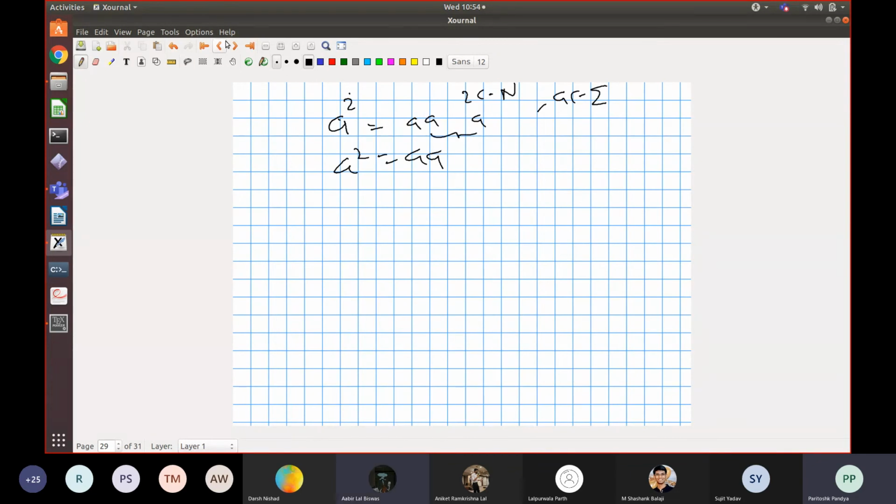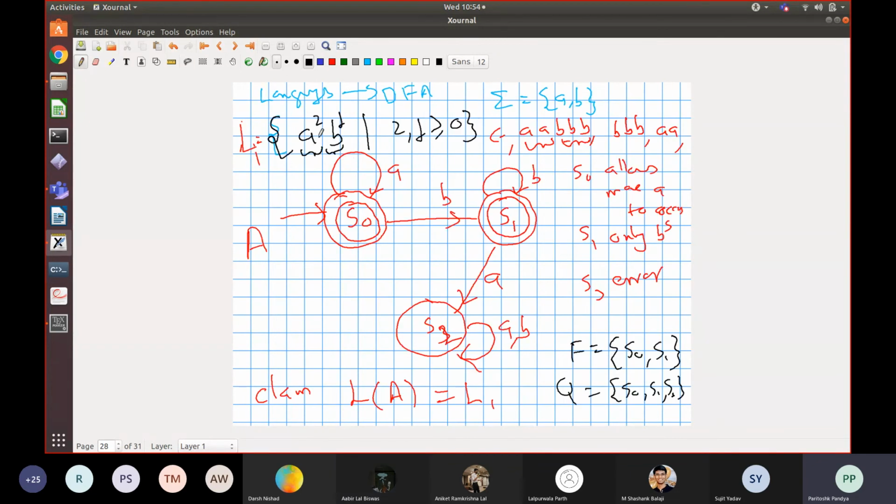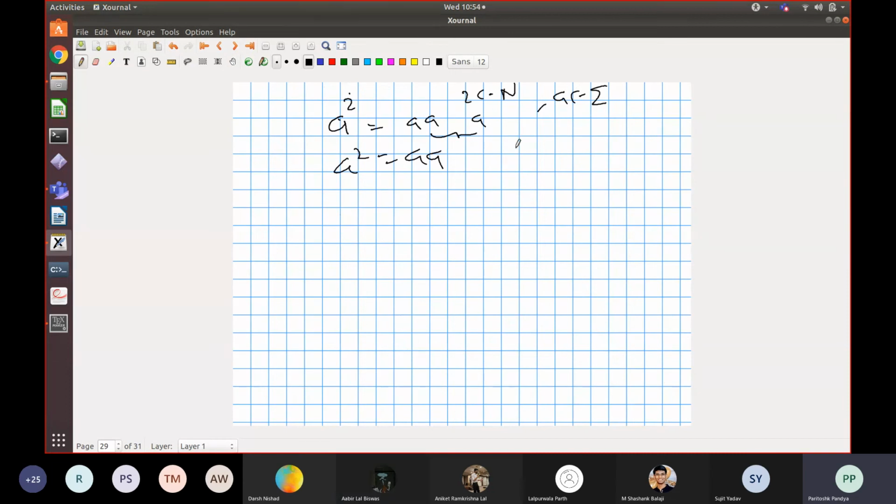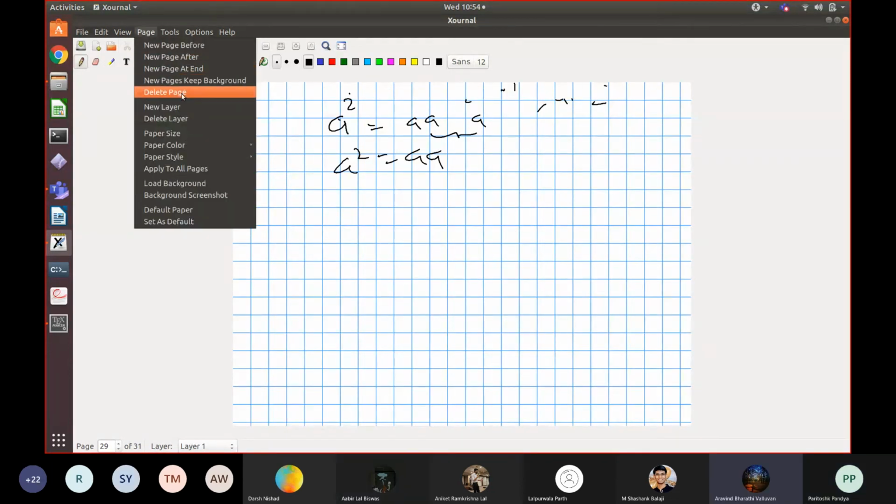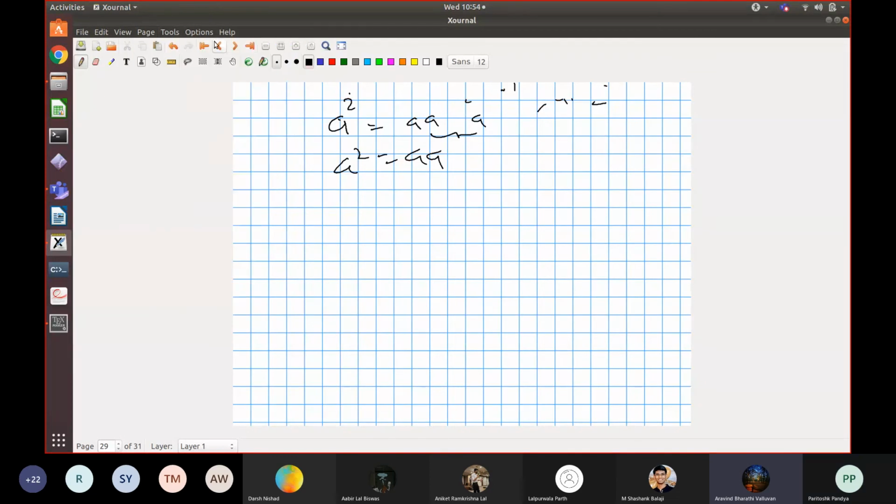And here I'm collecting all the strings where there are I recurrences of A followed by J occurrences of B, where I and J can be any two natural numbers greater than or equal to 0. You can put conditions like I is greater than J, etcetera. I'm going to do one more example for you.